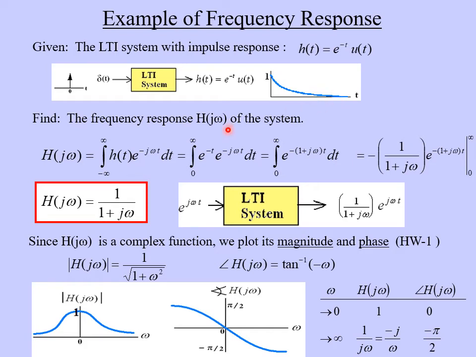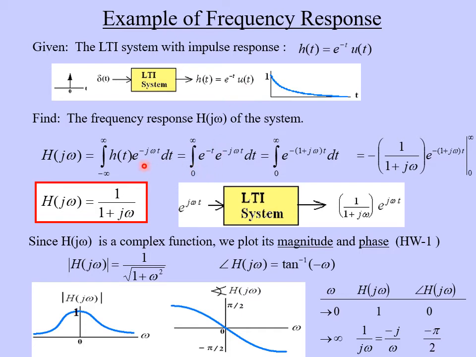So our goal is to find the frequency response, big H of j omega, of the system. So from the previous slides, the frequency response, H of j omega, is equal to the integral over all time of h of t times e to the minus j omega t times dt. So let's go ahead and calculate this integral. So h of t was given to us. It's just e to the minus t times a step function.